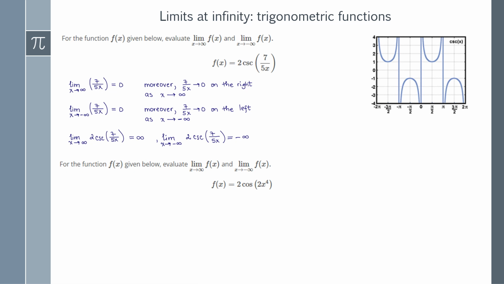First, I'm going to analyze the behavior of 7 over 5x. And we know how to compute those limits. So the limit as x goes to positive infinity of this expression is 0. And we can say a little bit more about it. We say that 7 over 5x goes to 0 on the right as x goes to positive infinity.